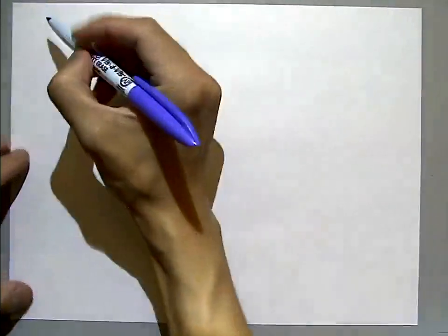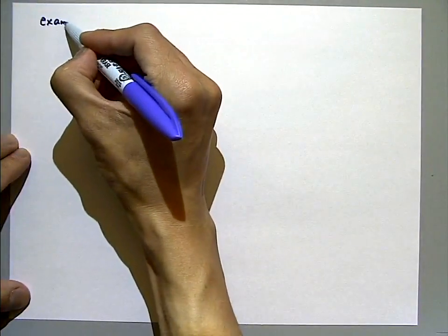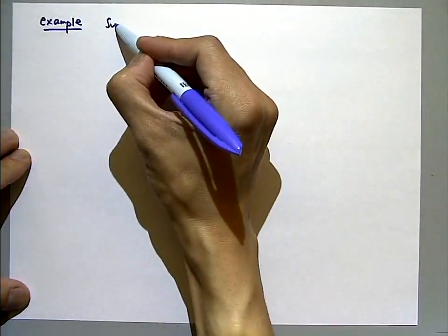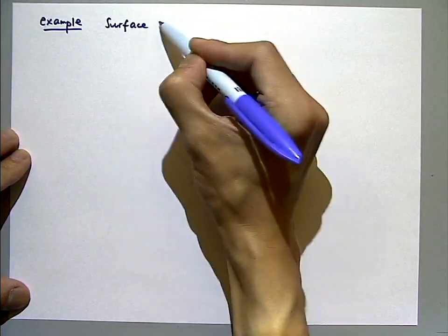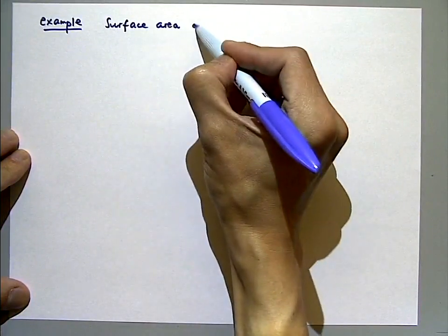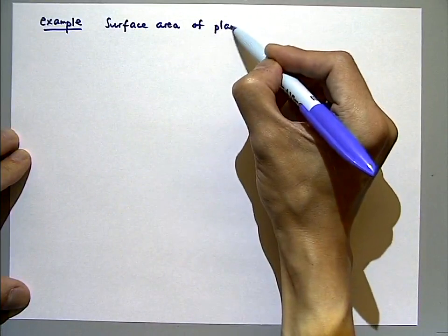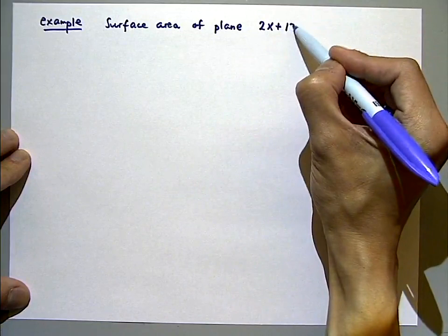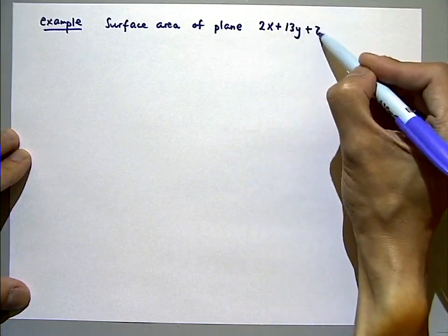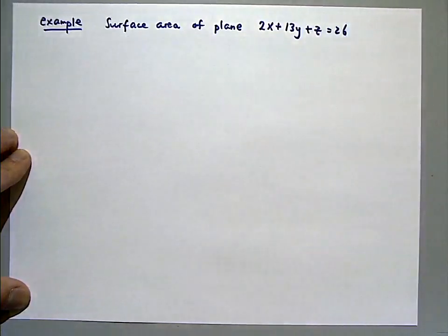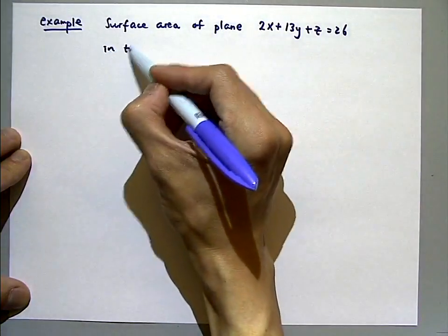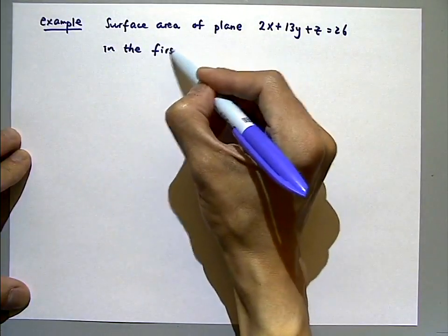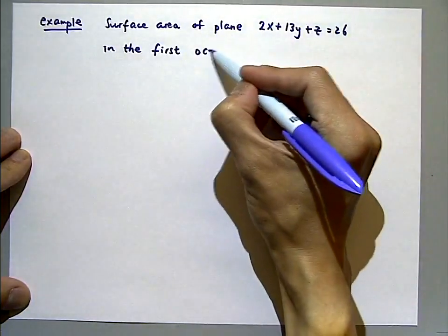Okay, now let's try this on something. It's a formula, not hard to use, but we'll try it on something. Let's find the surface area of the plane 2x plus 13y plus z is equal to 26, in the first octant.